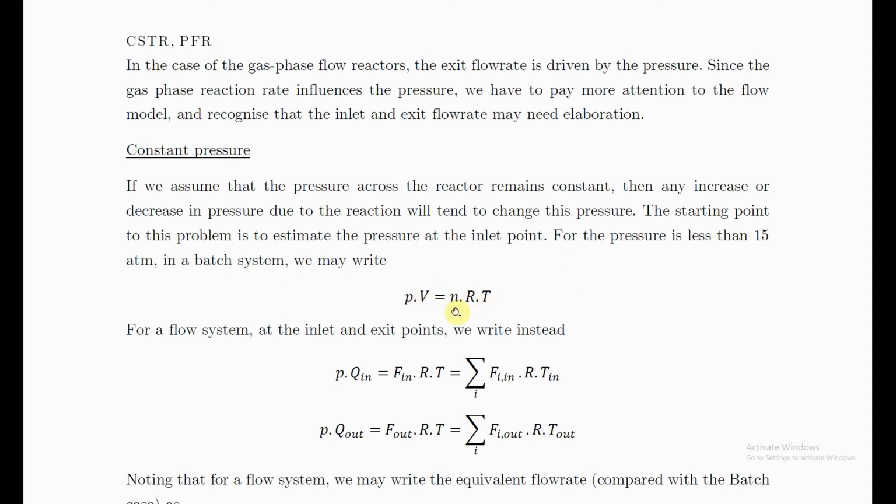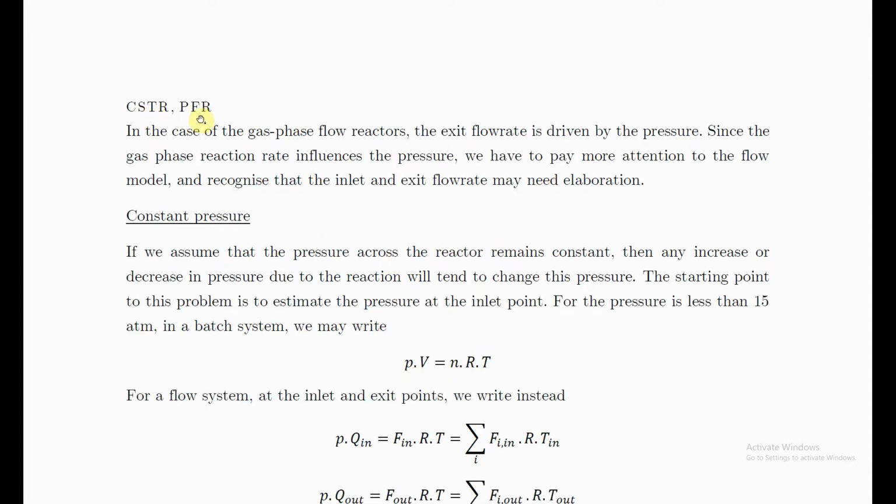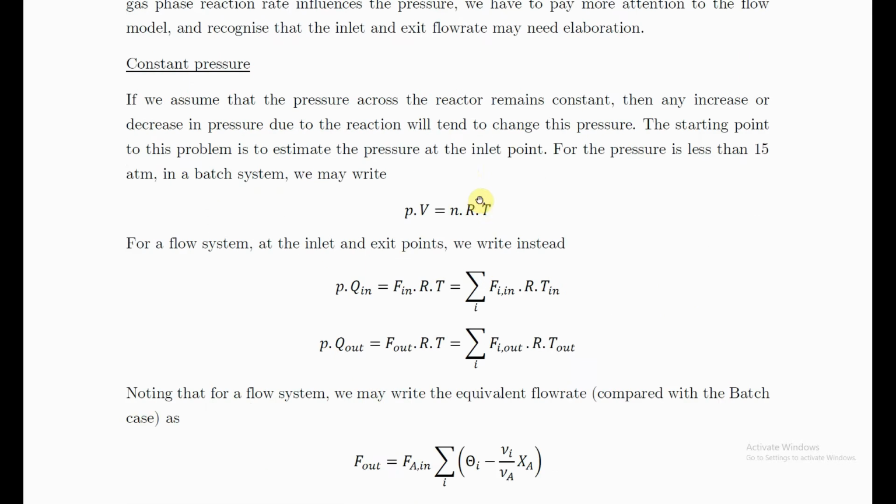In the batch case, there's no flow to worry about. So volume is a certain value and number of moles is a certain value. On the other hand, if we have a flow system, and right now we are talking about CSTR and PFR, we've already dealt with the batch case. So in a flow case, instead of a volume here, we could talk in terms of the volumetric flow rates, and instead of a fixed number of moles, we can talk about a molar flow rate.